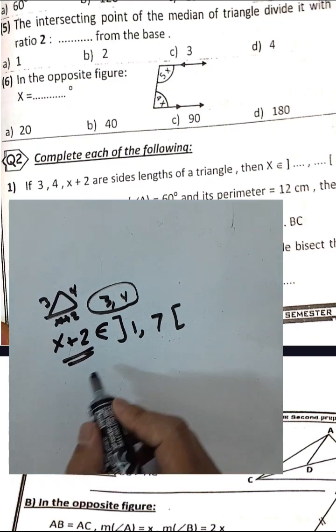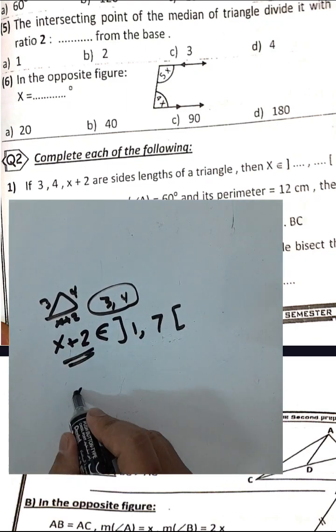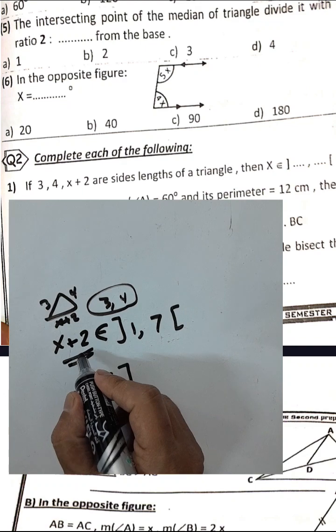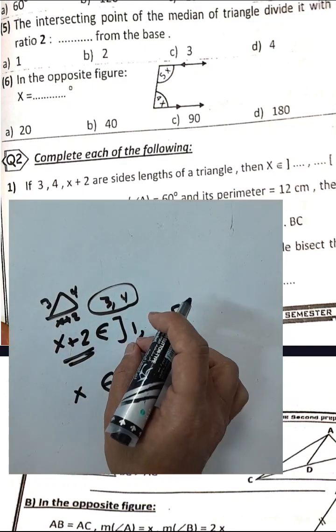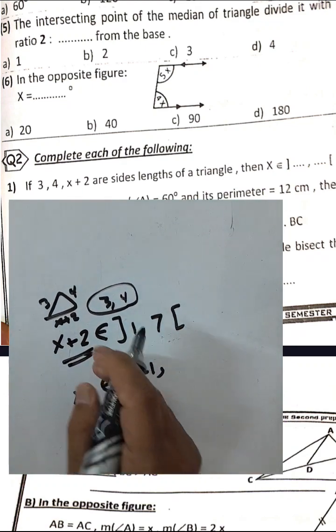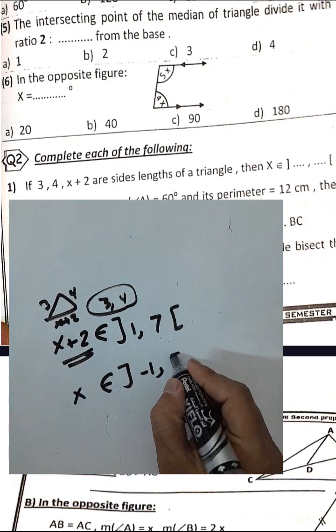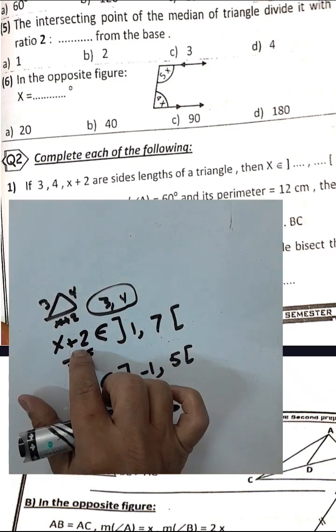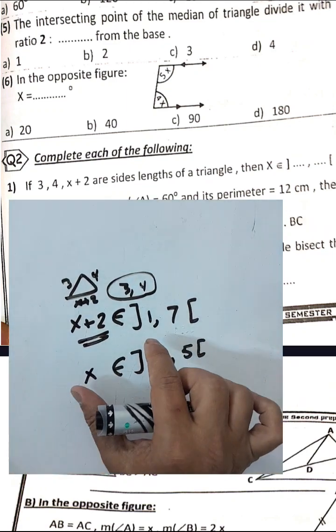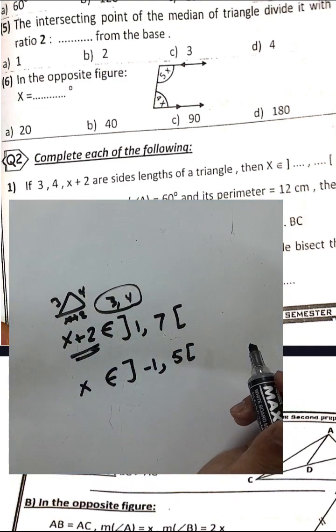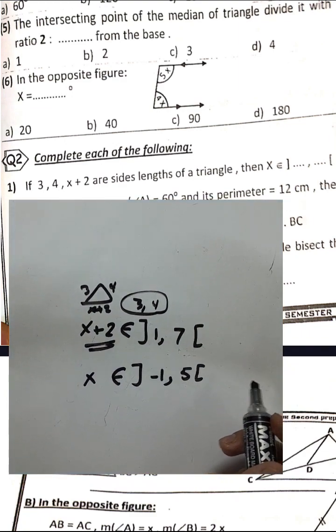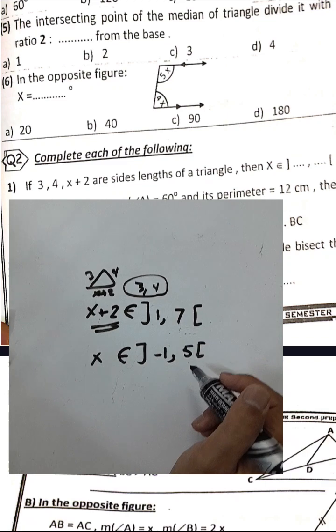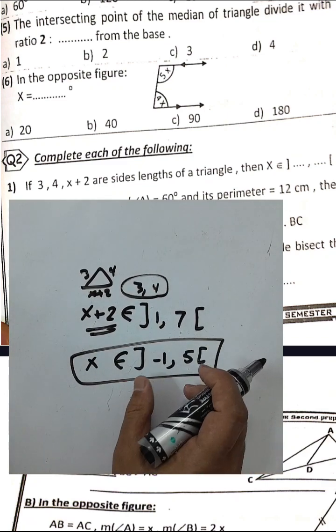The third side must lie between the difference between the two sides and the sum of them. So the difference is 1 and the sum is 7. Then we cancel the 2 from x plus 2 by subtracting: negative 2 on each part, giving negative 1 and 5. So the solution set is the open interval from negative 1 to 5.